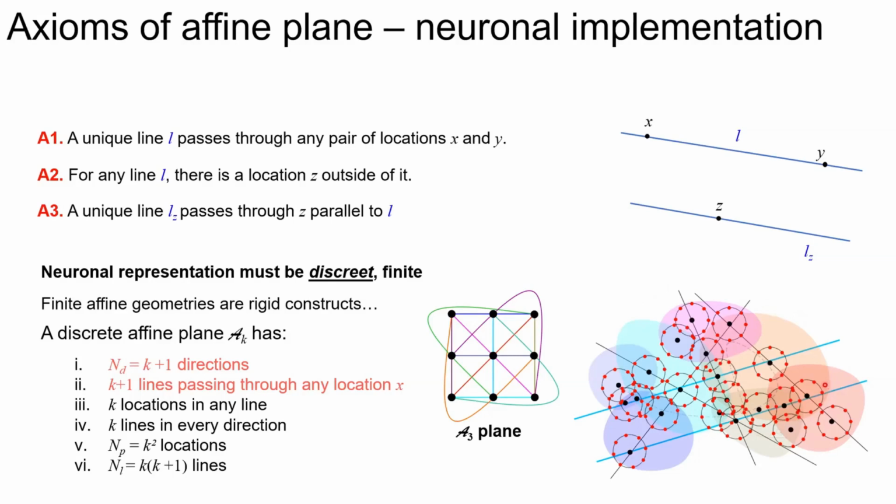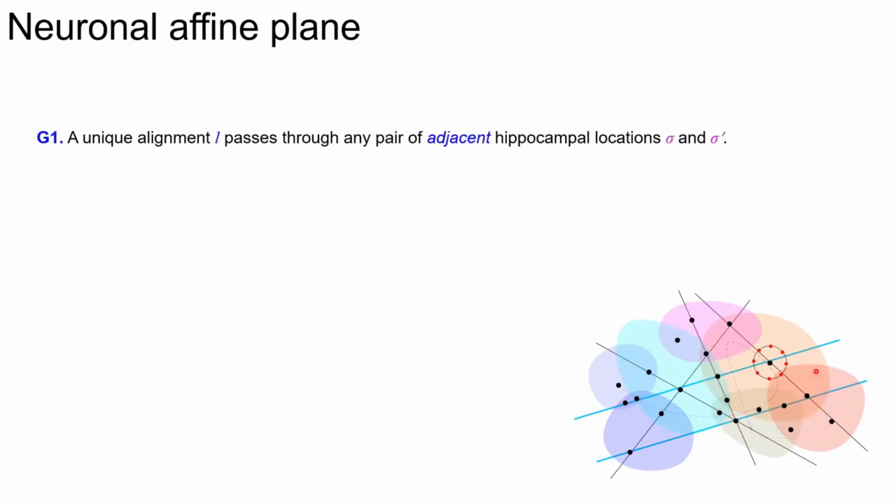And what I propose to do is to use a more physical approach, and to say that we don't know how the whole thing is built and how this geometry is going to be constructed globally, right? But we can try to build the theory locally. For example, instead of saying that a unique alignment passes through any pair of points, we can say it can pass through a pair of adjacent points.